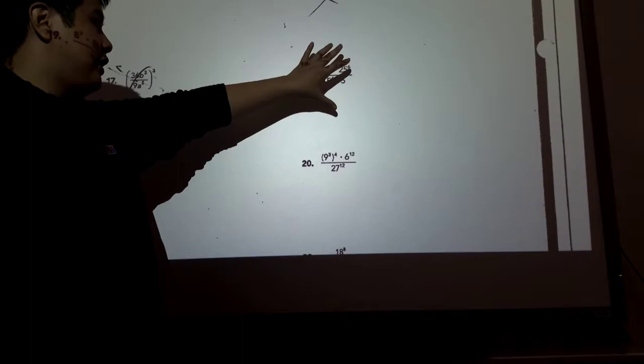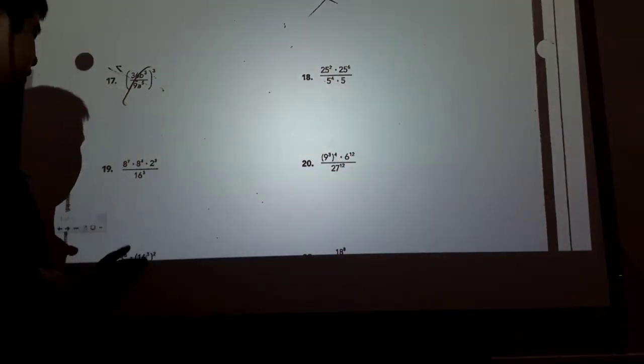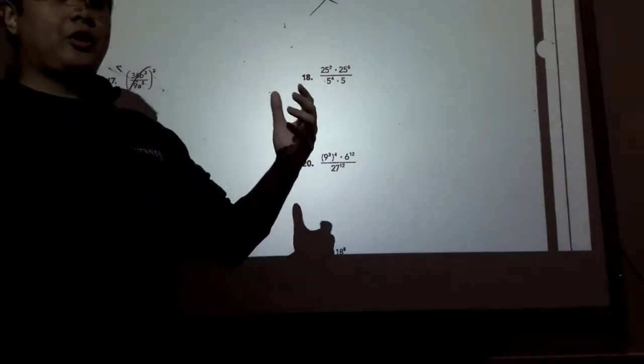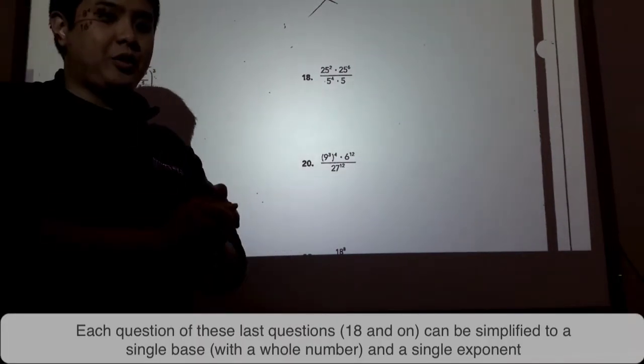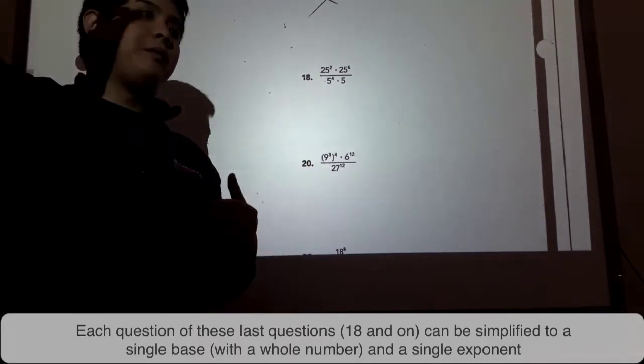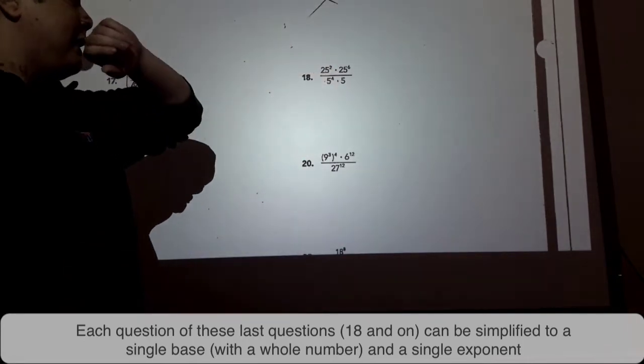Again, I'm going to tell you right now, each one of these questions, 18 and on, can be taken to the point where we have a single base to a single exponent, as numbers. Both a number for the base and a number for the exponent. So let's take a look at number 18.